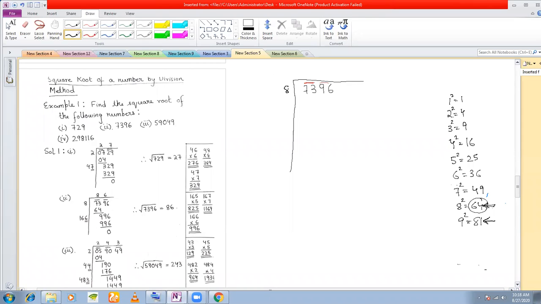So we'll write 8 into 8 is equal to 64. Subtract, you'll get a 9 here. Okay. Next, you double this number 8 to get 16. And now we are going to place a digit here. And you also bring these two digits down, this 96 pair. Now we are going to take a digit here, exactly in the same manner. So let's try.